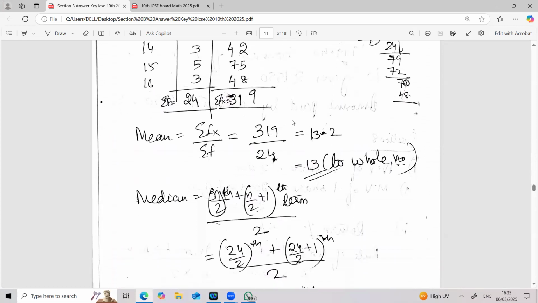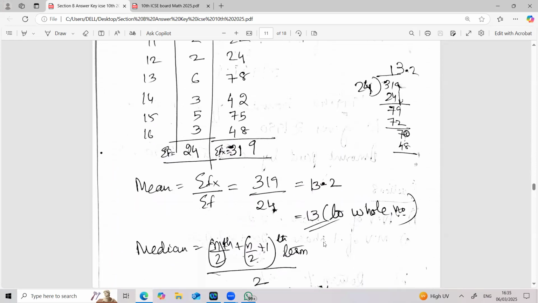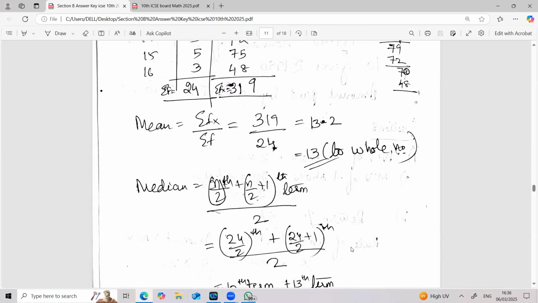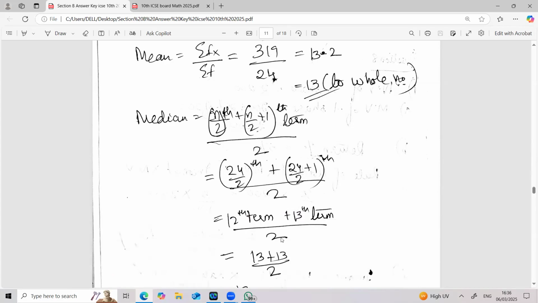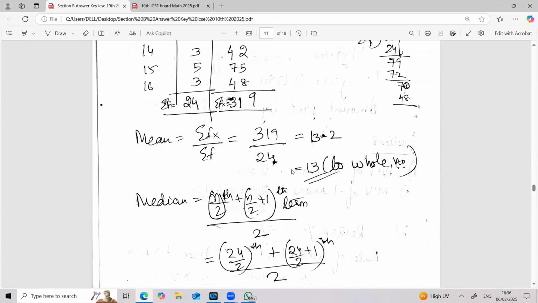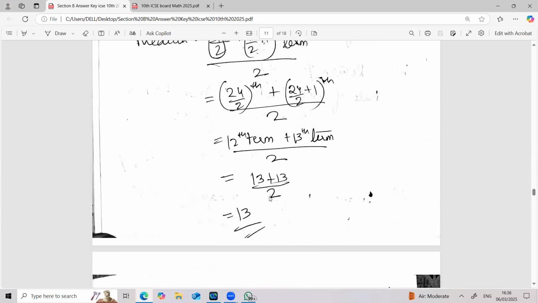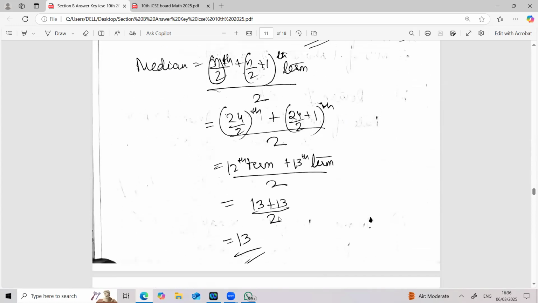Median. Now, because I got an even number of terms, I had to use this complicated formula: N by 2th term plus N by 2 plus 1th term, by 2. So basically the aggregate of the 12th term and 13th term. Now see, 3 plus 2, 5. 5 plus 2, 7. 7 plus 6, 13. That means the 12th and the 13th observations are hidden here, right? For both of them, the value is 13. So the final answer for median also is 13.